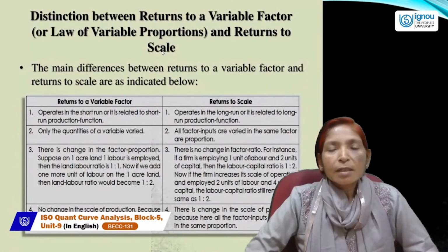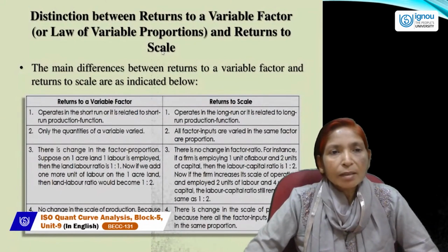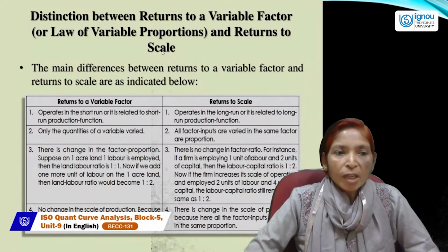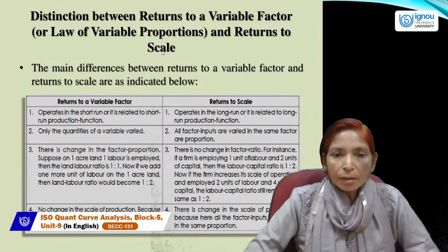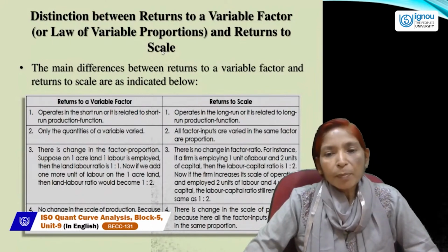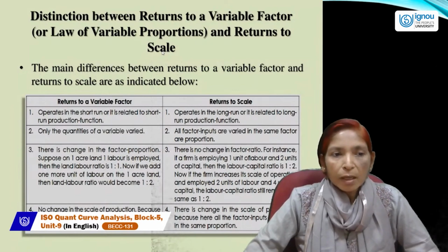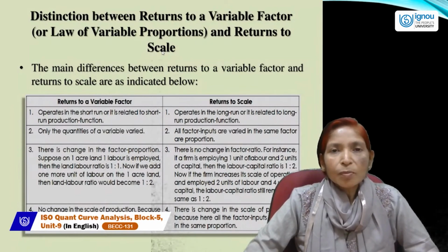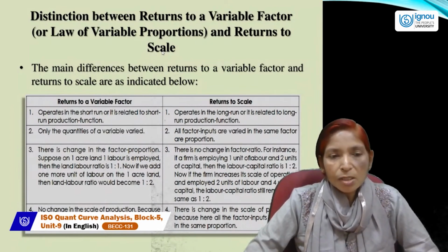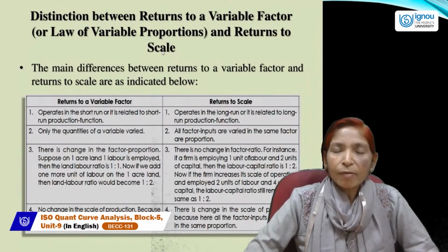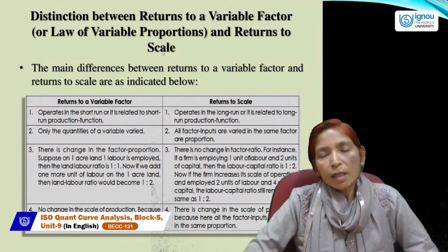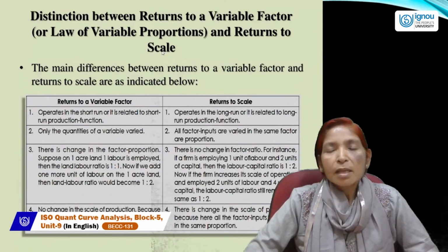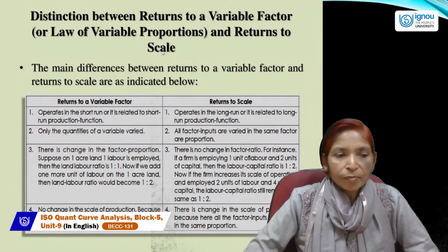Now next is what is the difference between returns to a variable factor and returns to scale. Returns to variable factor, as you know, is applicable in the short run, and the returns to scale law is applicable in the long run. In the short run, we can't easily change all the factors of production. Only one factor is variable, we assume, and others are fixed. In case of returns to scale, all factor inputs are varied in the same proportion.